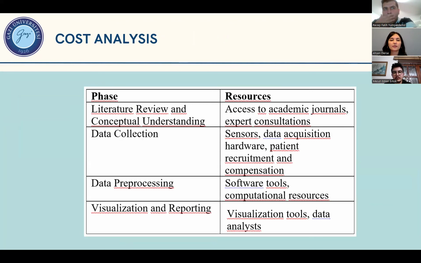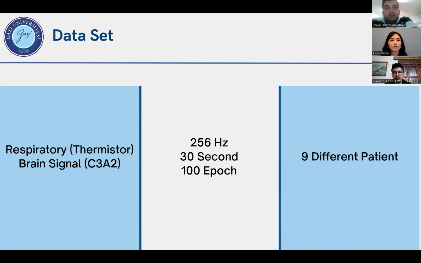made a cost analysis, files and resources, like literature review and conceptual understanding. Resources include access to academic journals and expert consultations. And here is our data set.